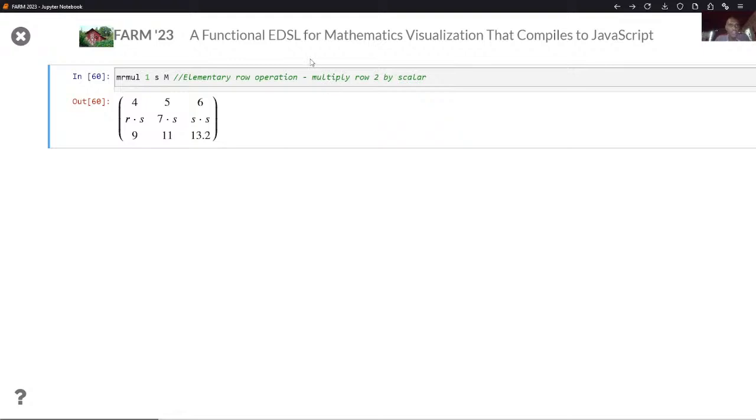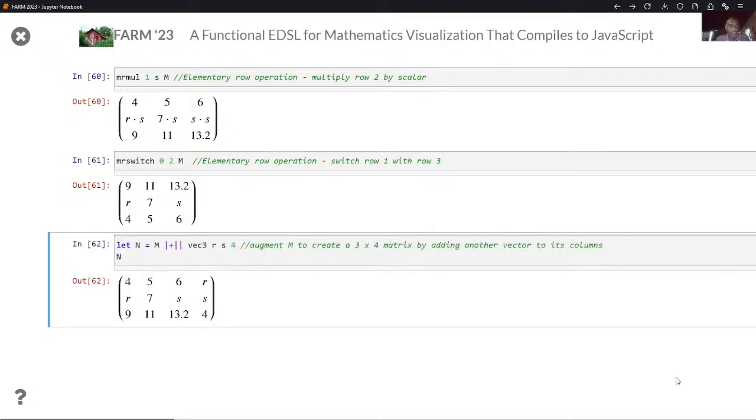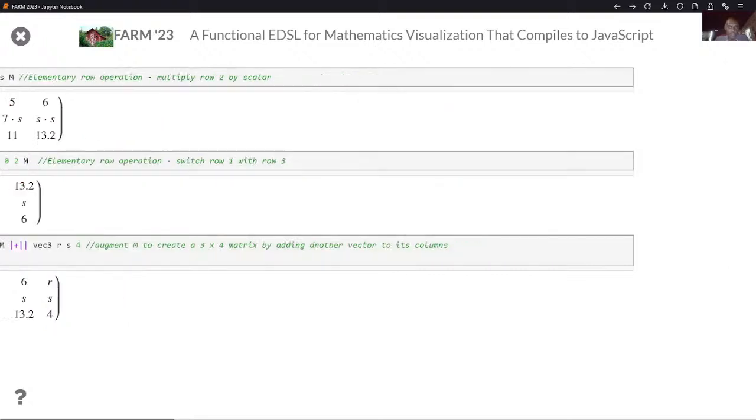We can do things like elementary row operations. These operations are very common in linear algebra. So things like multiplying a particular row by a scalar, or switching out one row with another in a linear equation system. This would preserve the linear equation system. We can create an augmented matrix, so we can augment that matrix by adding a vector to it, and that vector becomes one of the columns. Now we have a 3x4 matrix.